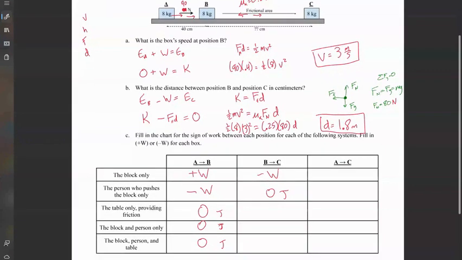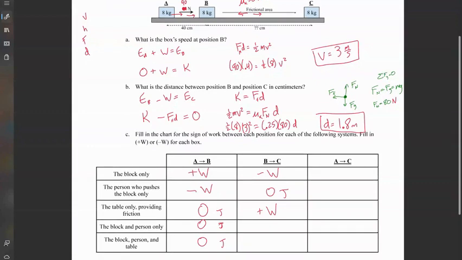The table provides the friction. If the block loses the work, the table must gain that energy, and it'll see that as a form of heat energy primarily. The block and the person only: the person is nothing, the block loses energy, so that'll overall be a loss. Block, person, and table: the block loses energy, but whatever it loses, it gives to the table, and the person does not experience anything, so 0.